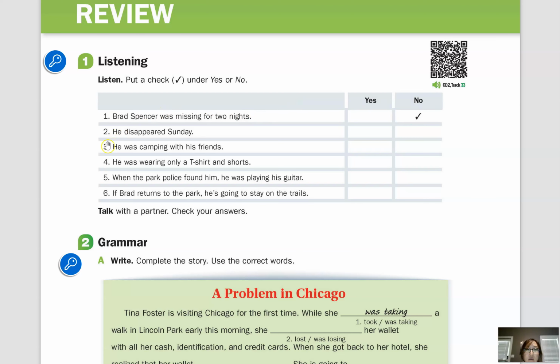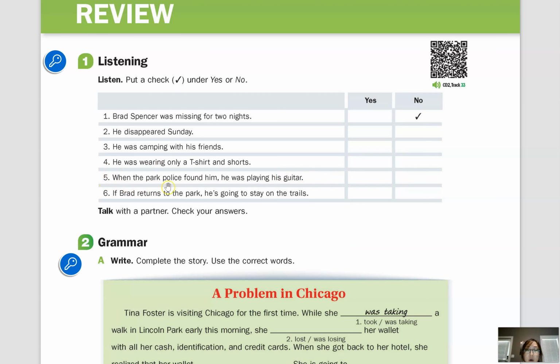Okay, and then number 2, he disappeared Sunday. This is yes. And then number 3, he was camping with his friends. This is no. We can change it and say he was camping with his wife. And then number 4, he was wearing only a t-shirt and shorts. And this is yes. This is true.